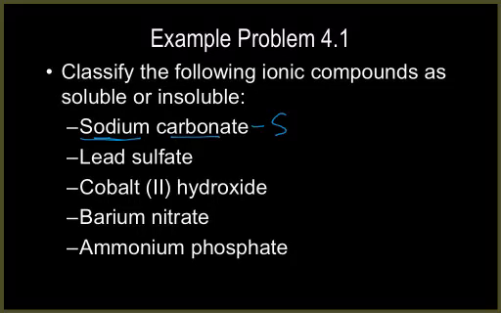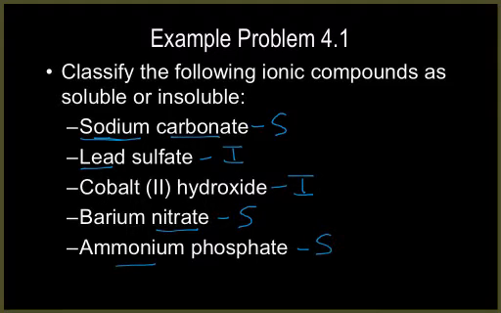If we look at our next example, lead sulfate is insoluble. So on our list, sulfates are usually soluble unless they're with strontium, barium, mercury, or lead, which this one is here. Cobalt hydroxide is insoluble, and that follows the rule that hydroxides are insoluble, and cobalt is not one of the exceptions. Barium nitrate is soluble, and that's because all nitrates are soluble. And then the last one, ammonium phosphate, that one is soluble, and that's because of that ammonium ion.